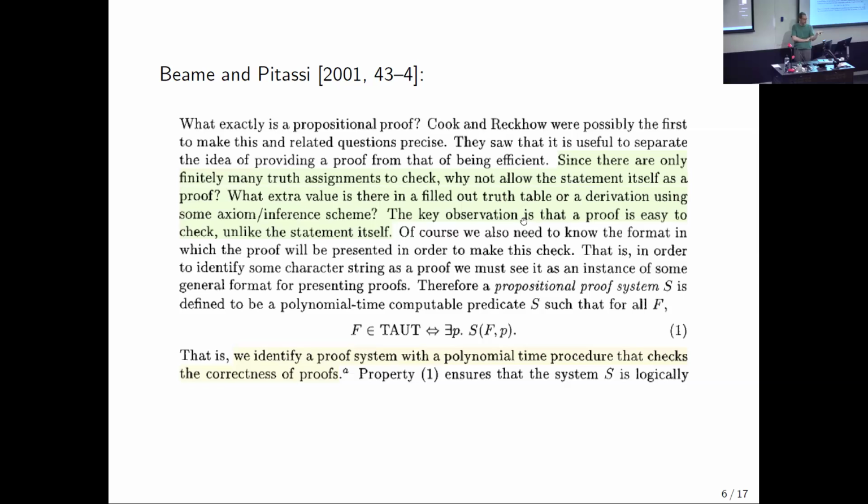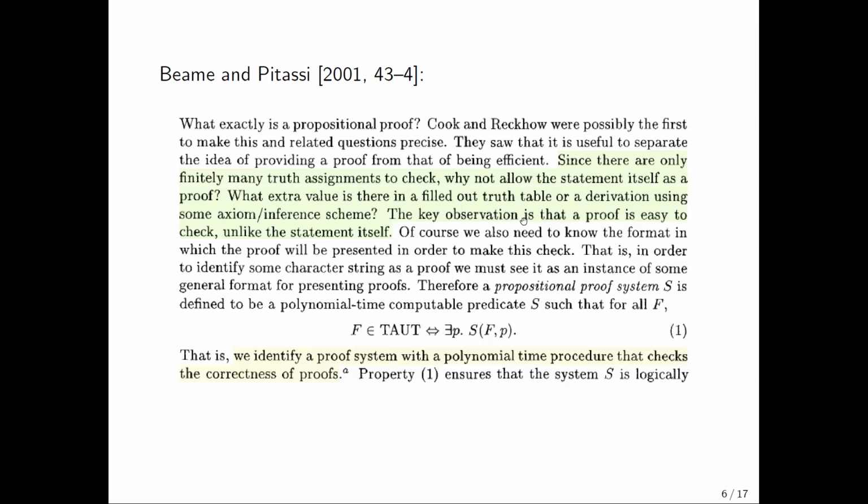But they then go on to say, what extra value is there in a filled out truth table or a derivation using some axiom inference scheme? And then the bit that I said before, the key observation is that a proof is easy to check, unlike the statement itself. Okay, so I think you can say there's a kind of argument here, which is that intuitively we don't want a formula to count as its own proof. So we need to add something to the original specification of what a formal proof is, or else every formula of propositional logic will count as its own proof.